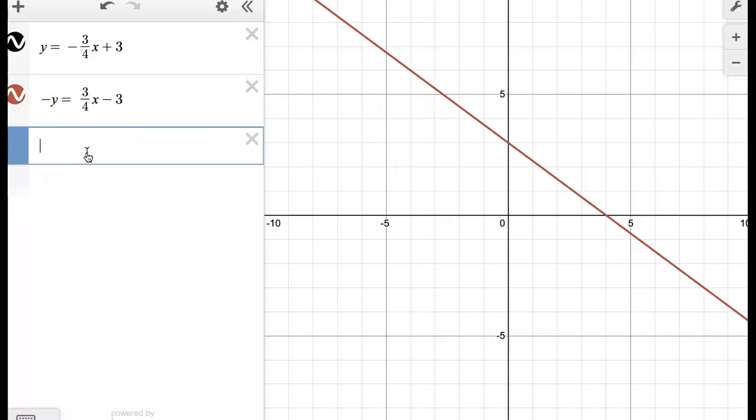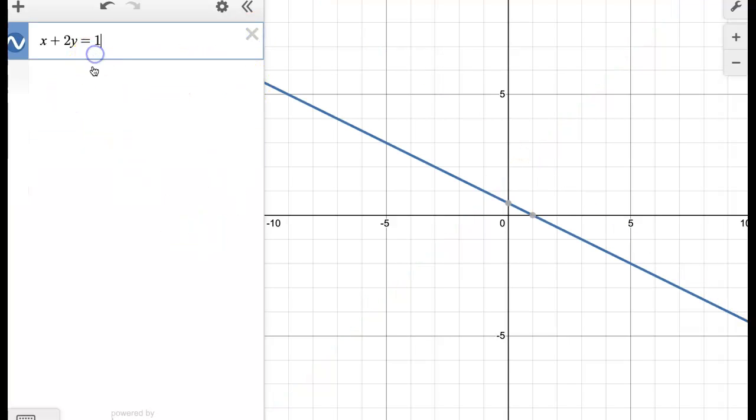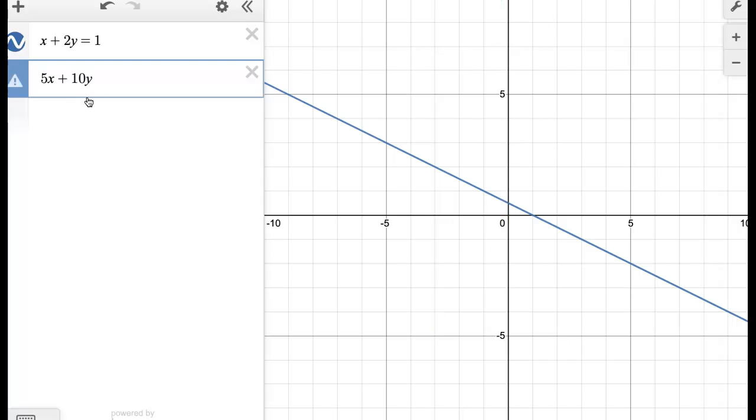What about if I give you the line in standard form, which we're going to learn this week? Like x plus 2y equals 1, for example. Now I want to end up with an equivalent equation. Again, if you multiply by the same number, so I'm going to multiply everything here by 5. 5 times x is 5x. 5 times 2y is 10y. 5 times 1 is 5. Same line. Multiply both sides by anything.